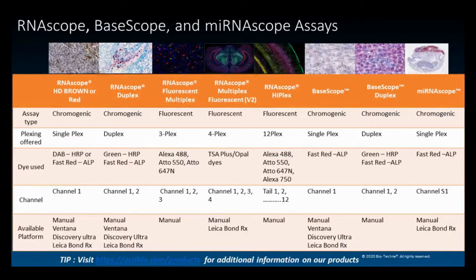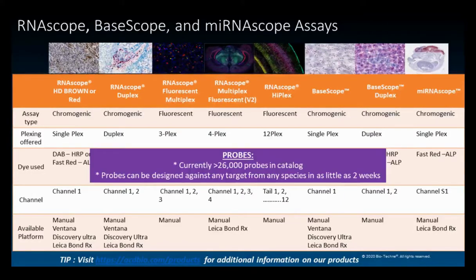Finally, expanding our product portfolio, not only do we have assays to detect mRNAs, non-coding RNAs, short targets, splice variants, and point mutations, but we now have the miRNAscope assay for the detection of microRNAs, small interfering RNAs, antisense oligos, or other smaller RNAs, as short as 17 nucleotides in length. As of today, we have over 26,000 unique target probes in our catalog. Custom probes can also be designed against any targets from any species in as little as 2 weeks.